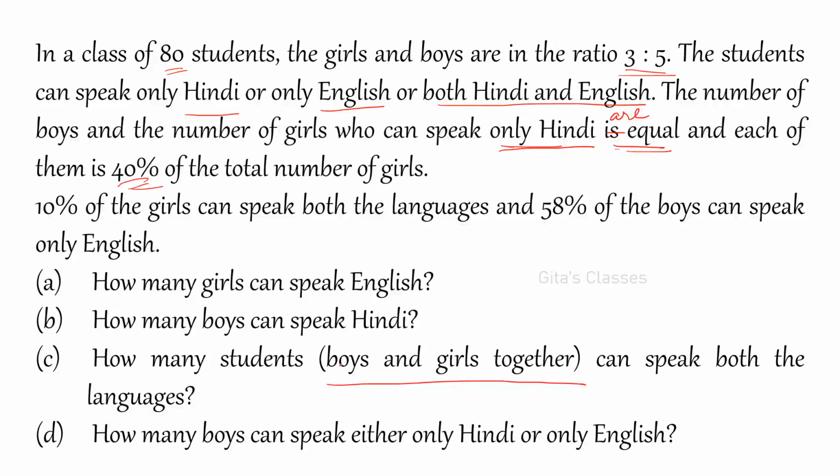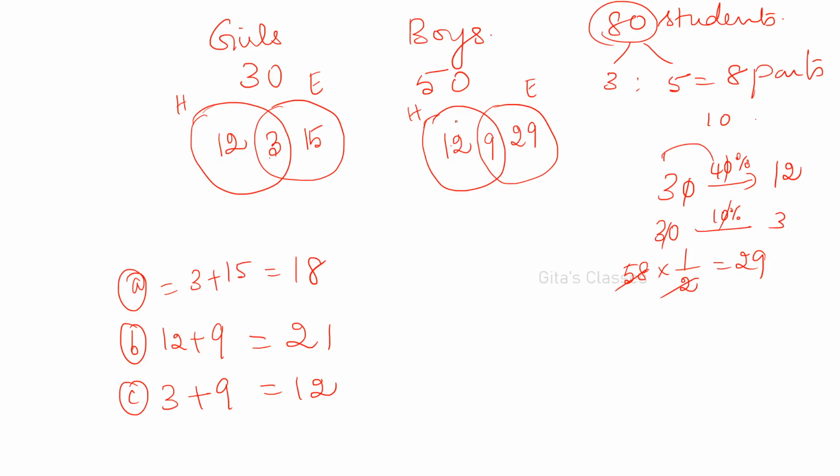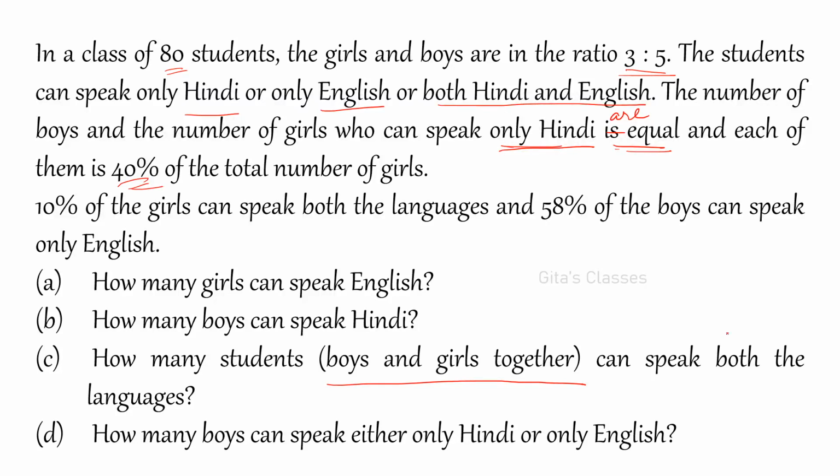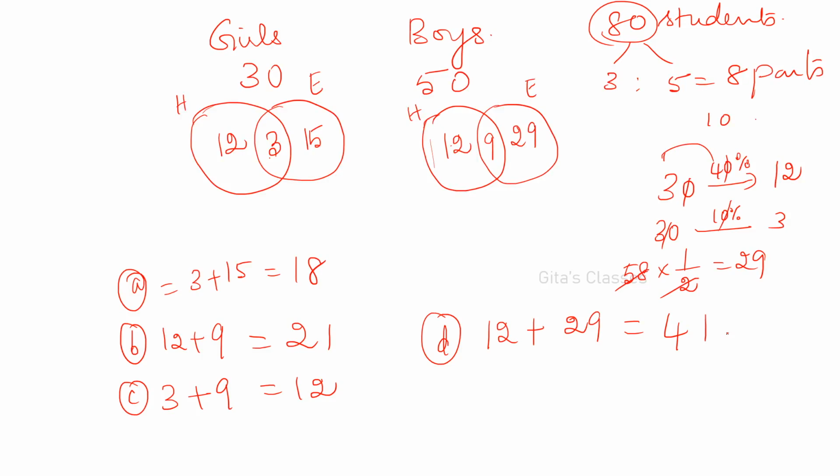Understood? Next is how many boys can speak either only Hindi or only English? Which part of boys is only Hindi? This 12. Okay. So for D, it is 12 plus only English is 29. So 41. Only English or only Hindi. So this is 12 and this is 29. So 41 is the answer. So these are the answers. Once you fill the Venn diagram, it will be very, very easy.